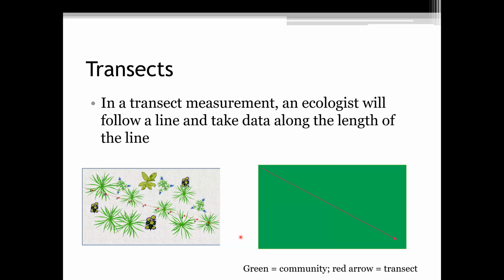Okay, so transects. In a transect measurement, an ecologist will follow a line and take data along the length of the line. Here the green square represents our community. This red arrow is the transect, and the ecologist would take the data along this specific line. Sometimes it will be at various intervals, as shown here: 1, 2, 3, 4. I don't know what the space between each interval is, but let's pretend it's 1 meter. It could be taken at intervals as shown here, or it can be continuous along the length of the transect.